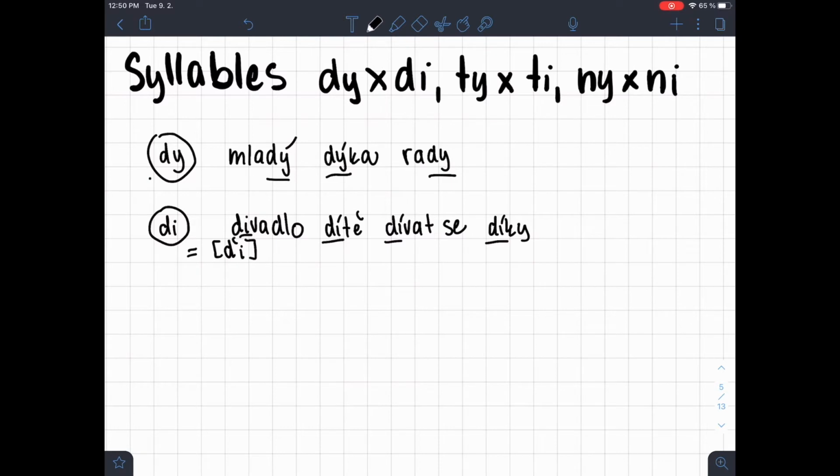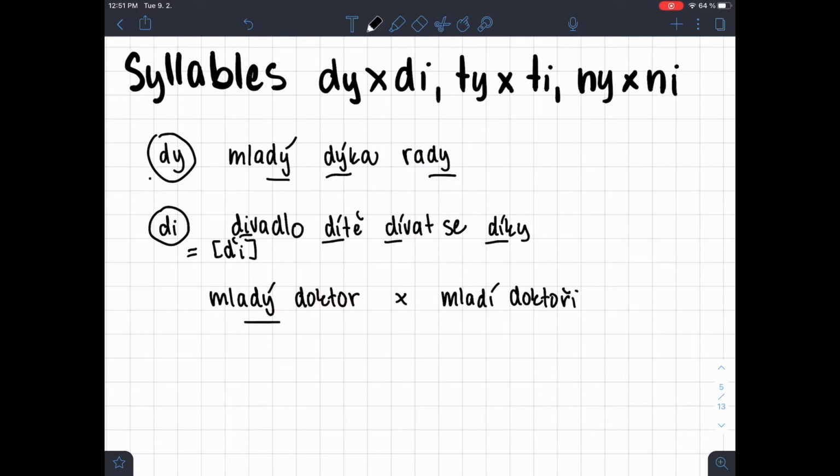We have to distinguish them because when we use them in a certain context, it could change the meaning of the words. So I'll show you two examples of pairs where there's just a difference between the dy and di, or the long versions as well. The first one is mladý doktor. So it's the first, hard Y. Mladý doktor, as you would translate it, is a young doctor.